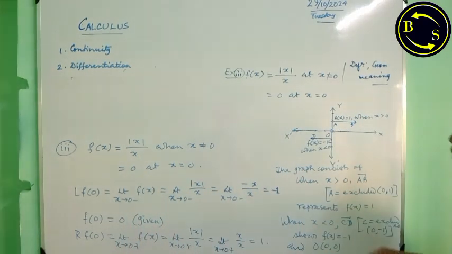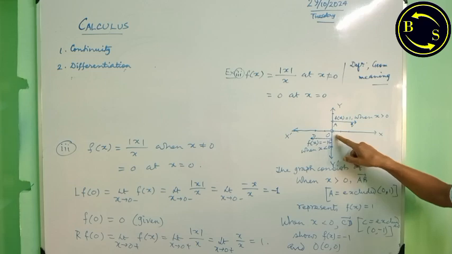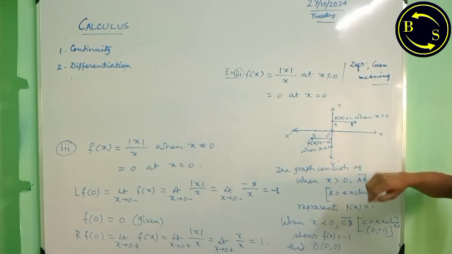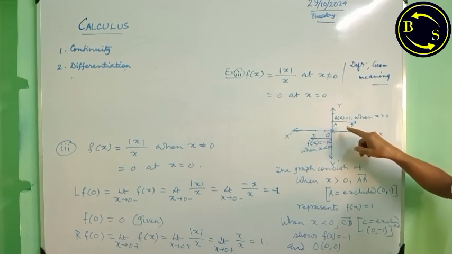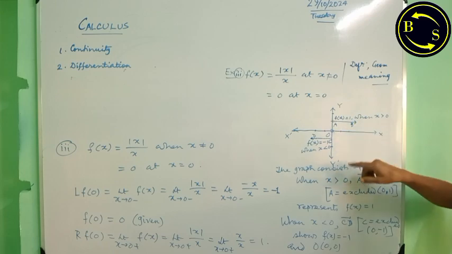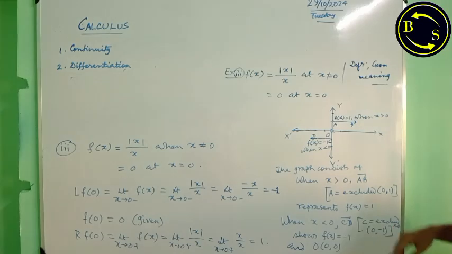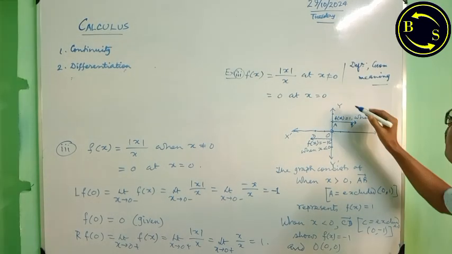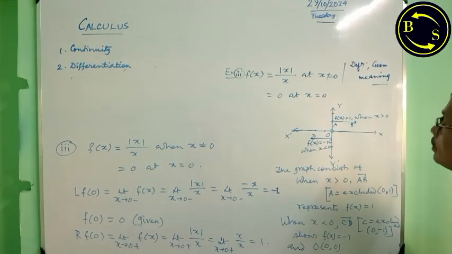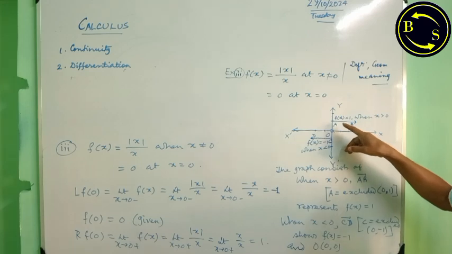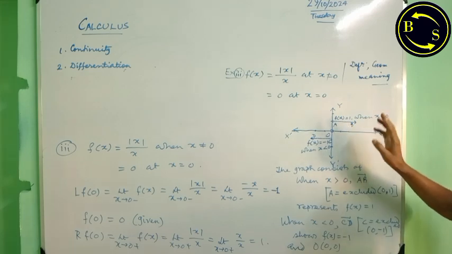Now what we find is that there is a break at the point x equal to 0. At x equal to 0, the value of f(x) is 0. When x is greater than 0, the value of f(x) is 1. When x is less than 0, the value of f(x) is minus 1. And y indicates y is equal to f(x). Thus we find there is a gap at x equal to 0.